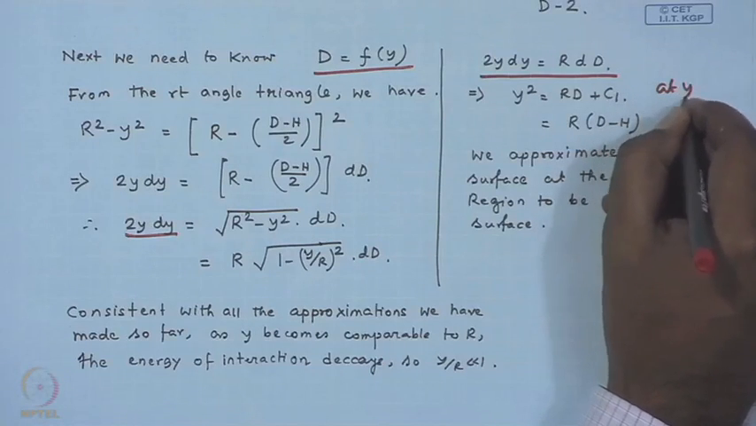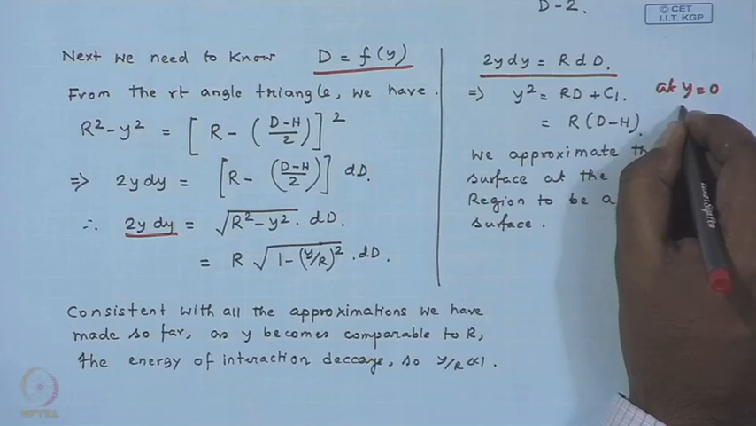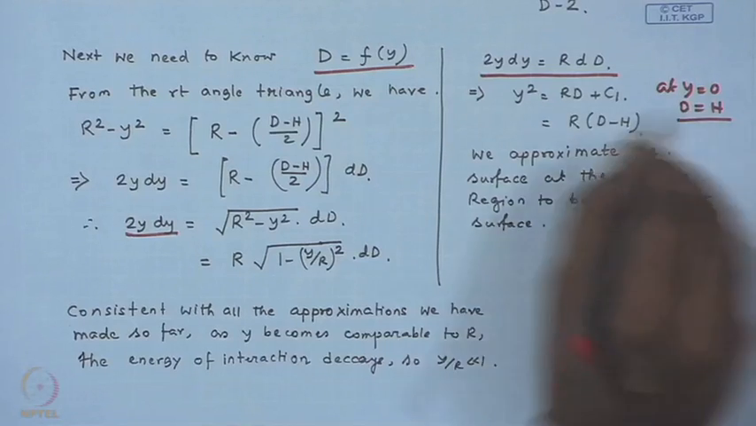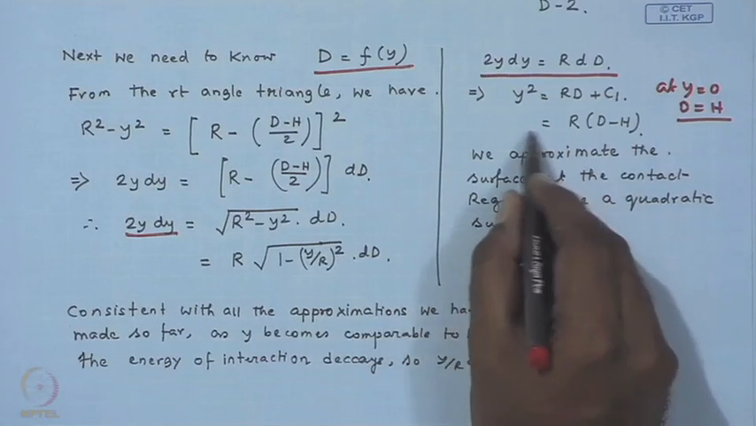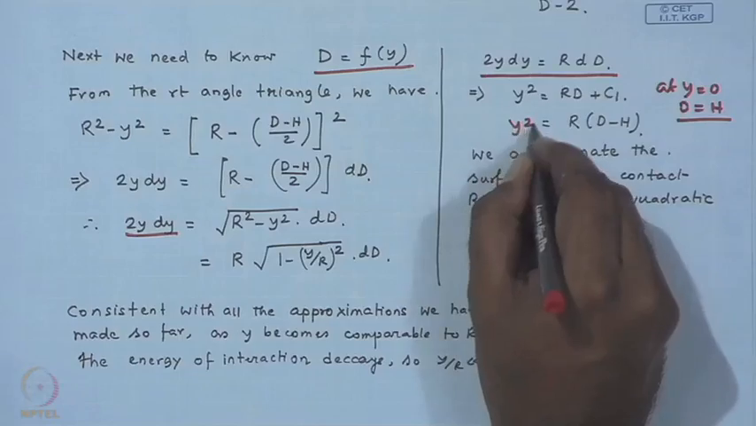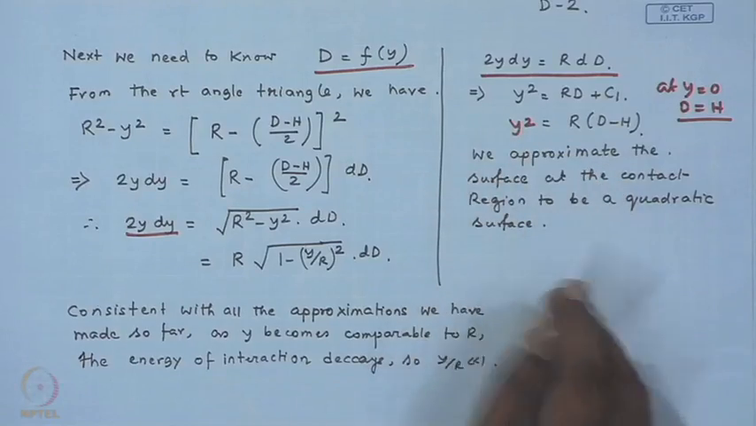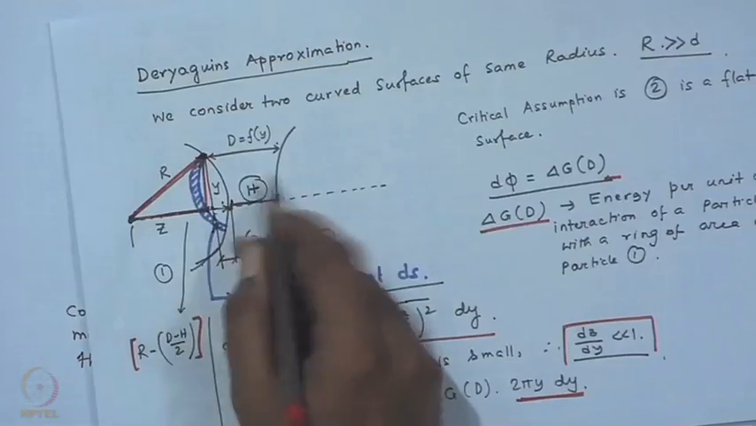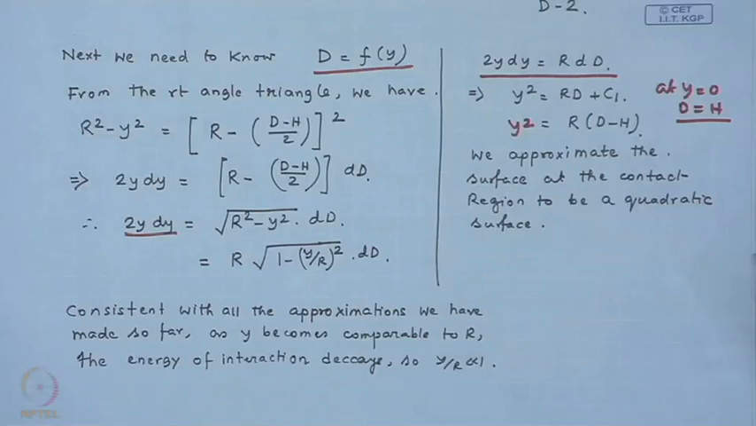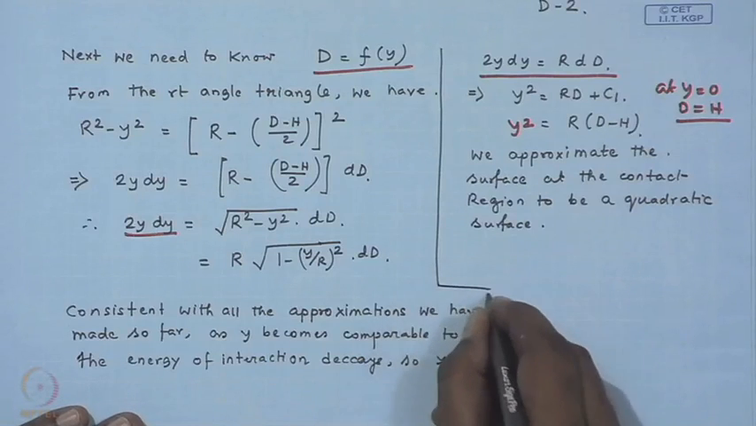at y equal to 0, you just plug in that d is equal to h, and therefore, you get this particular expression for y square, which gives you that the surface at the contact region, that is this particular region, is a quadratic surface, which is perfectly fine. The precise details of the surface are not that greatly important.